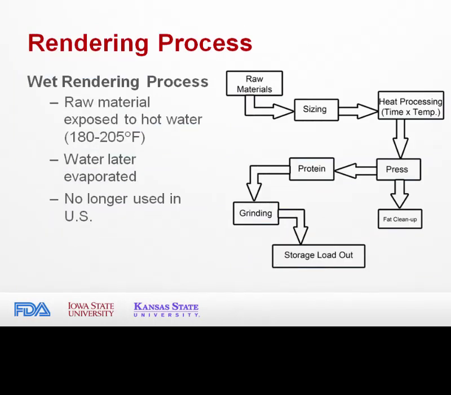The rendering process involves taking raw materials, sizing them, applying heat, pressing to differentiate the proteins from lipids, grinding, and storage or loadout. Of these processes, the most important for potential hazard control is the heat processing step, which destroys pathogens and removes water to prevent future pathogen growth.